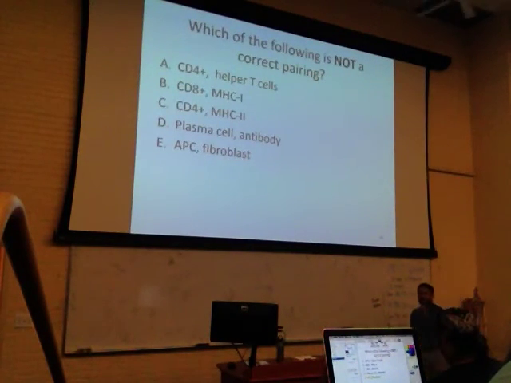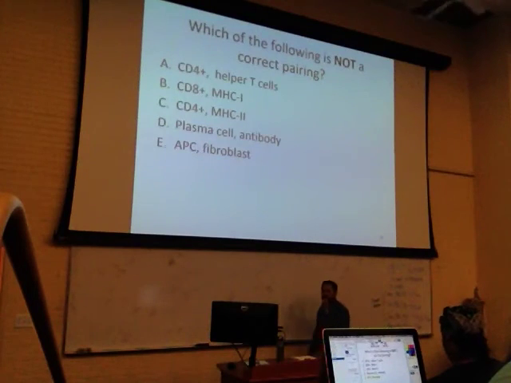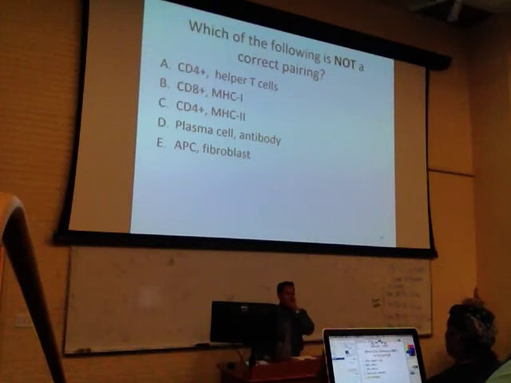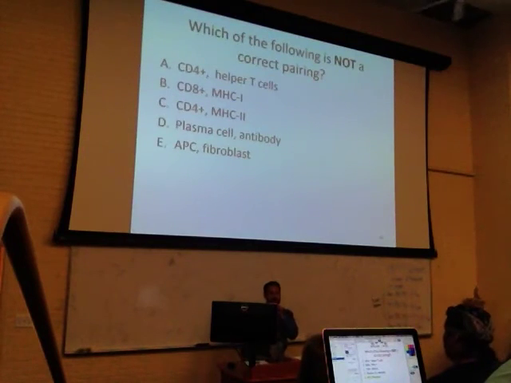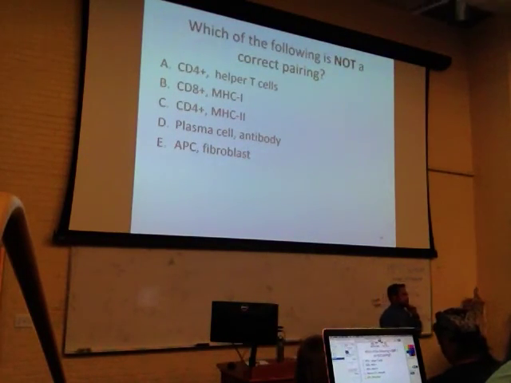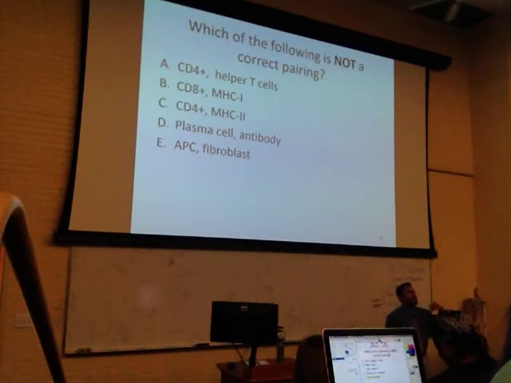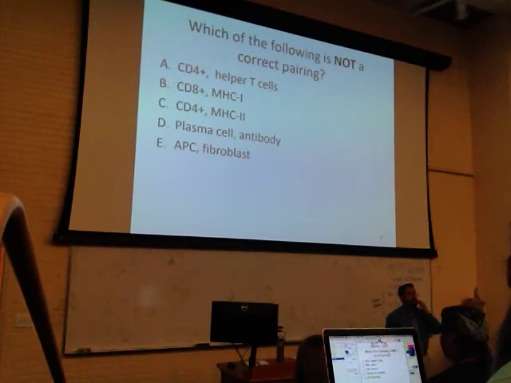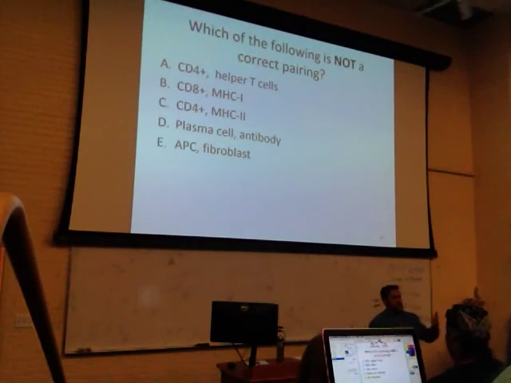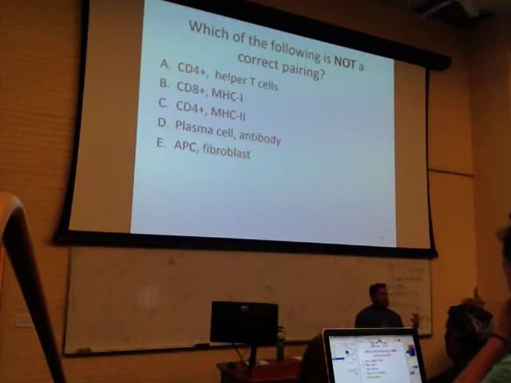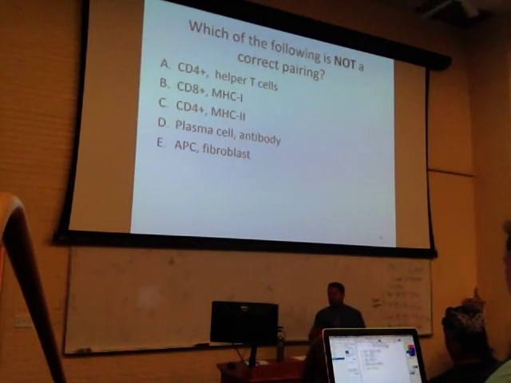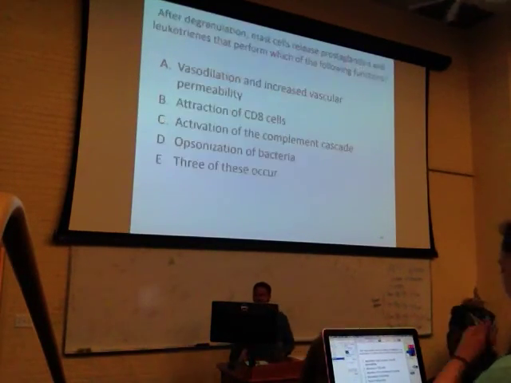Plasma cell, antibody, or APC, antigen-presenting cell, fibroblasts. E. Antigen-presenting cell, fibroblasts. Why? What are the antigen-presenting cells that we talked about? Dendritic cells, macrophages, B cells, and we said a subclass of dendritic cells, meaning Langerhans cells, but that's really kind of the same thing. So a fibroblast is not a classic antigen-presenting cell.